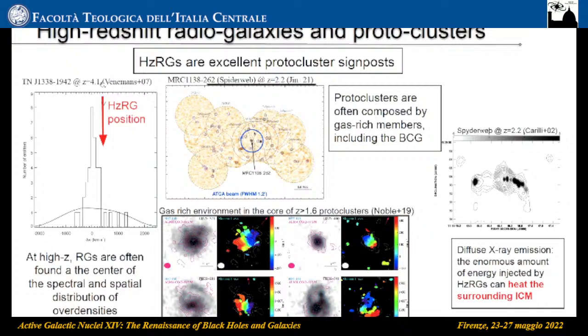And in the presence of these high-z radio galaxies, we observe in some cases X-ray emission arising from the hot gas that is shock heated by the energy inflated by the FR2. And this is a clear signature of an interaction and of AGN feedback on scales of megaparsec.